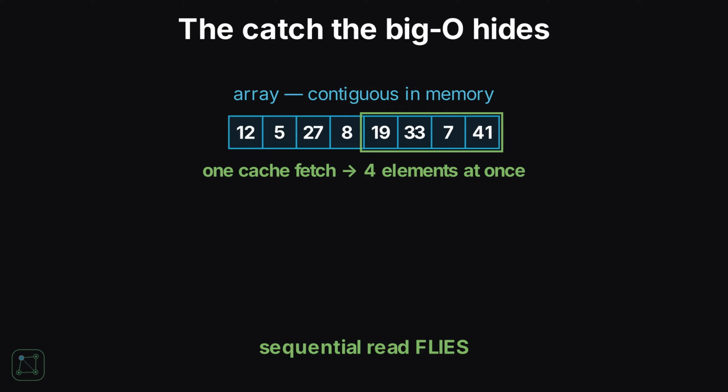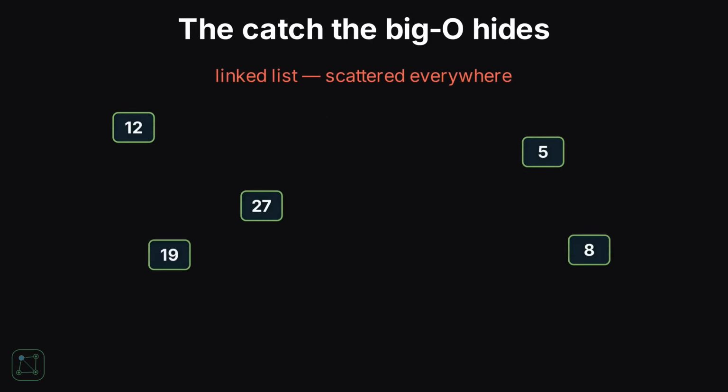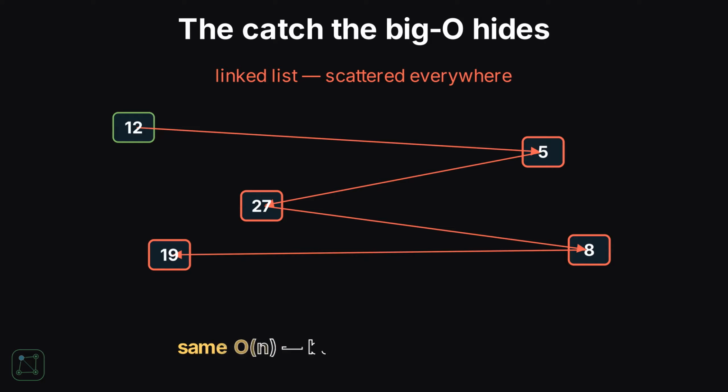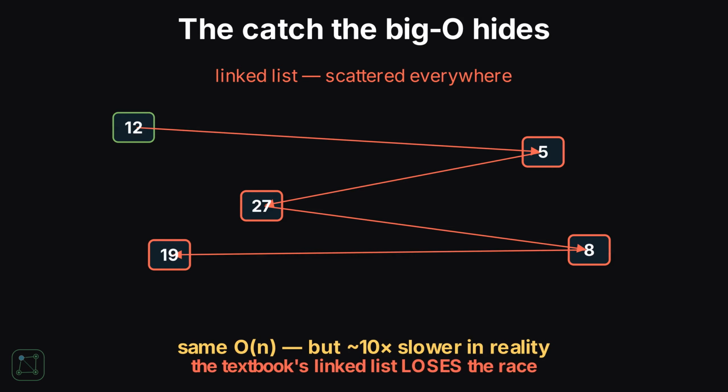An array is one contiguous block, so reading it sequentially is a dream. Load a chunk, and the next several elements are already there. The processor flies through it. A linked list is the opposite. Its nodes are scattered all over memory, so every single hop jumps to a random address the cache hasn't loaded, a cache miss, and the CPU stalls, waiting. Even though both are O(n) on paper, walking an array can be 10 times faster in reality. So the textbook's linked list often loses the very race it was supposed to win.